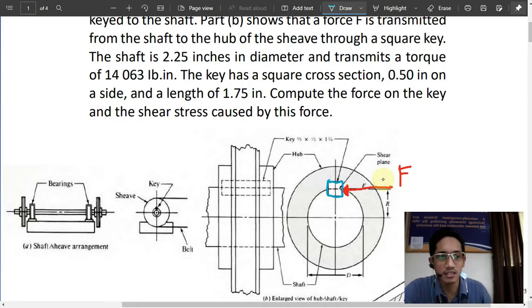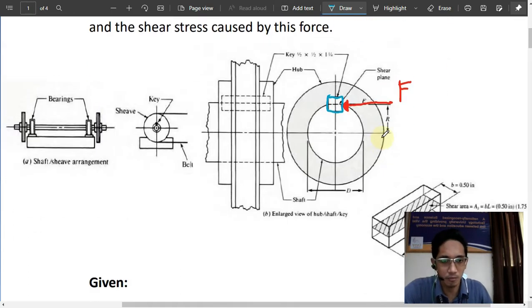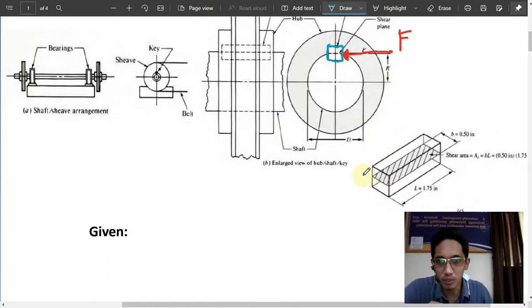So the key, class, is an object or a machine element put in between the shaft and the pulley to prevent relative motion from each other. In machine shops, the machinists call that a kunya.